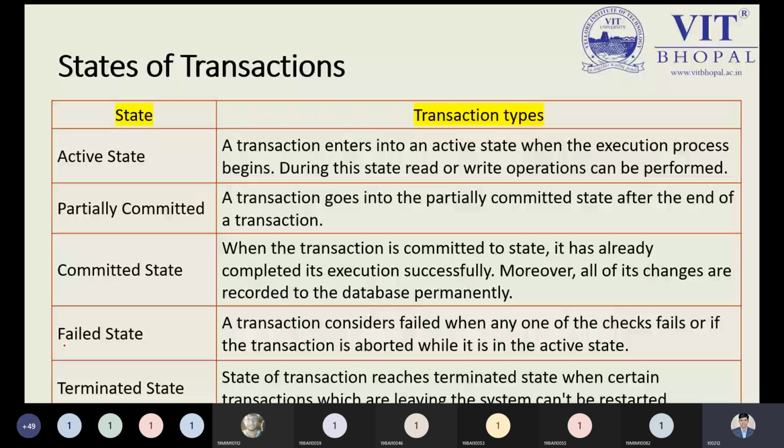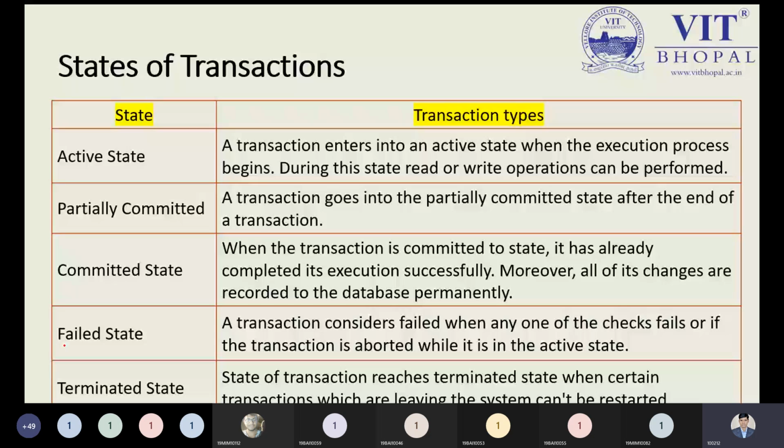Now next one is the terminated state, just like terminating a process. Since a transaction itself is a process, definitely it should be terminated. So the transaction reaches the terminated state when certain transactions are leaving the system and cannot be restarted. So we have to leave this state, or we can say we have to close the particular transaction. So the transaction is known to be in the terminated state.